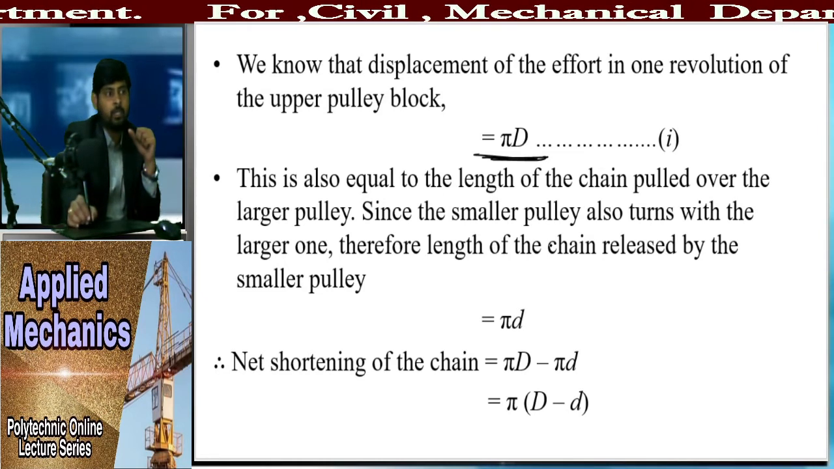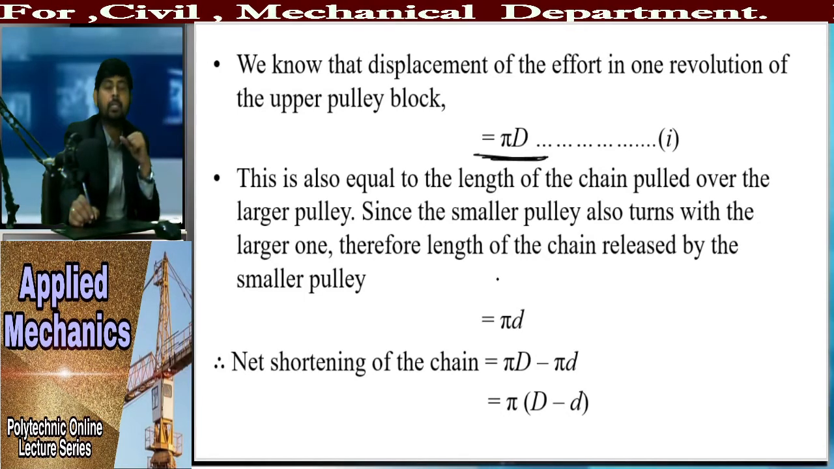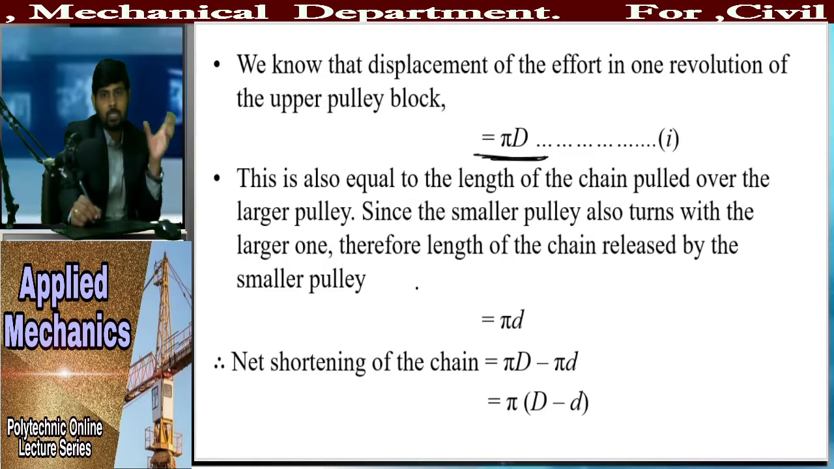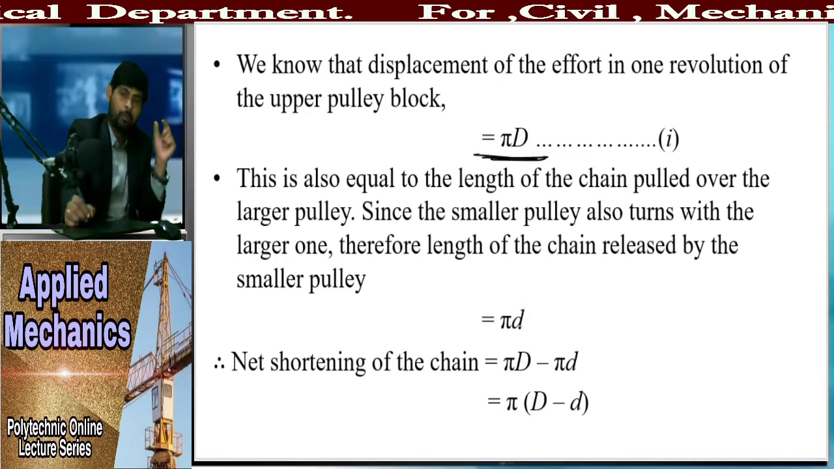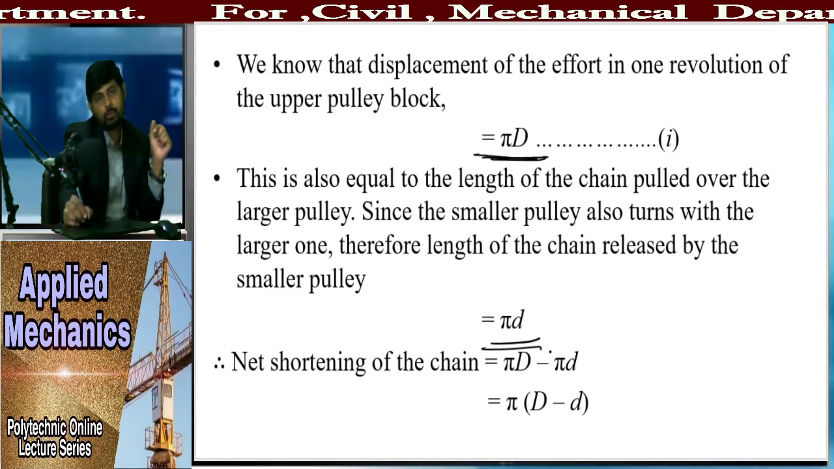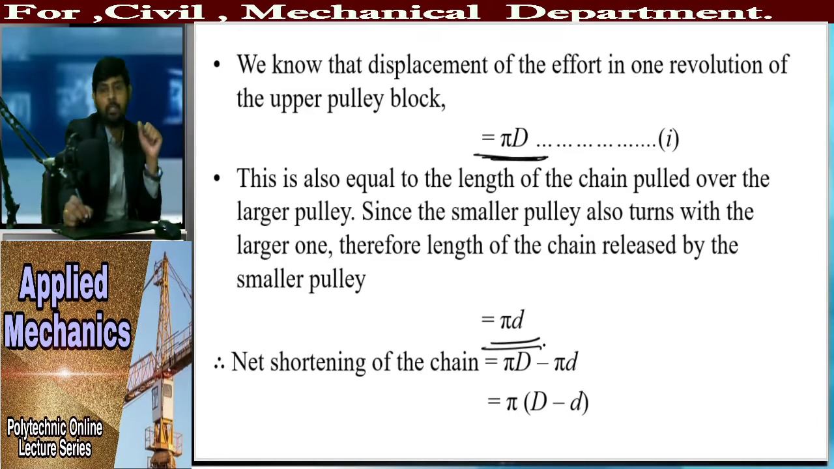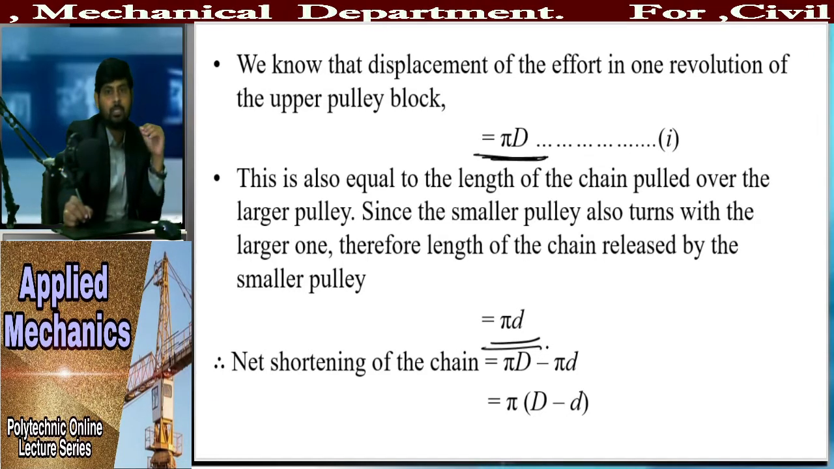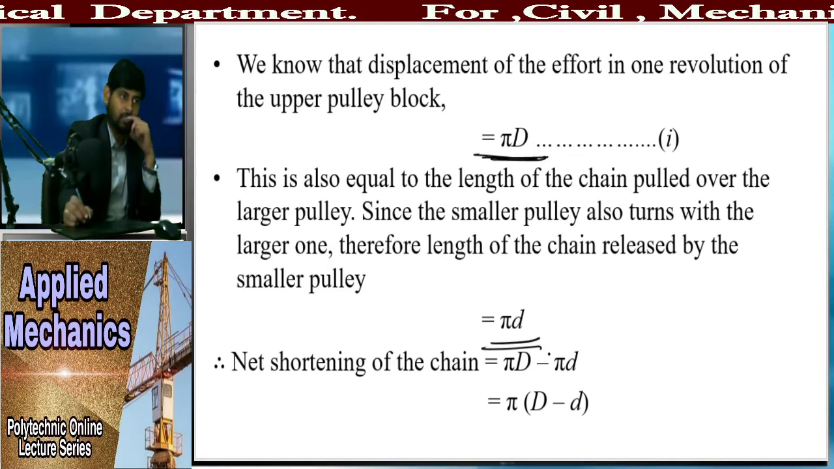Since the smaller pulley also turns with the larger one, therefore the length of chain released by the smaller pulley, that is nothing but here we have to take the circumference of the smaller pulley. So what is the circumference of the smaller pulley? The diameter of the smaller pulley is nothing but the small d. So we have to take here pi into small d. Okay. After that, now we have to find out the net shortening of the chain. So how can we calculate? We have to subtract the circumference of the smaller pulley from the circumference of the larger pulley.